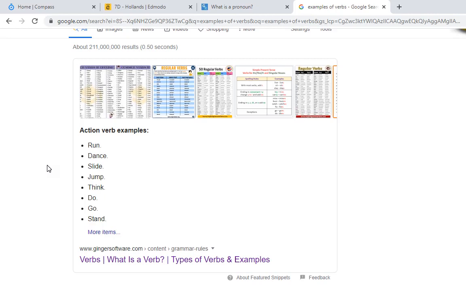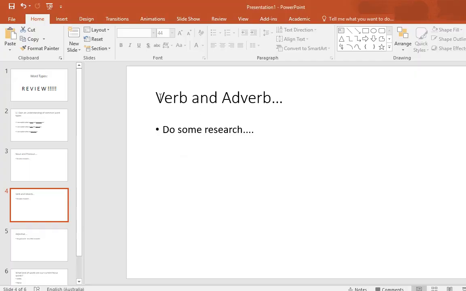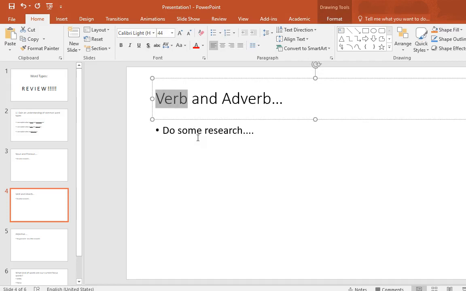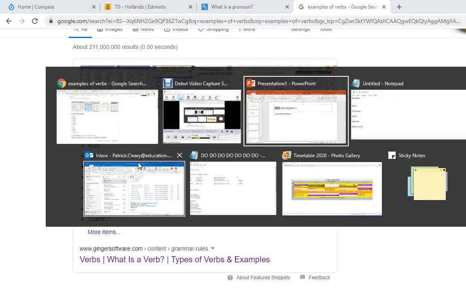Okay, this is a useful list to me. Okay, so we've got action verbs here. Run, dance, slide, jump, think, do, go, stand. So I can appreciate these as actions, and that is a useful definition for me. So I've always thought of a verb as being a doing word. So I guess at the moment I'm doing some research. So I can run, I can dance. If it's a thing that I can do, then I'm probably dealing with a verb.